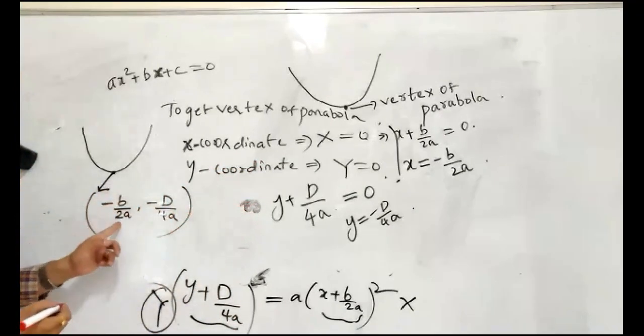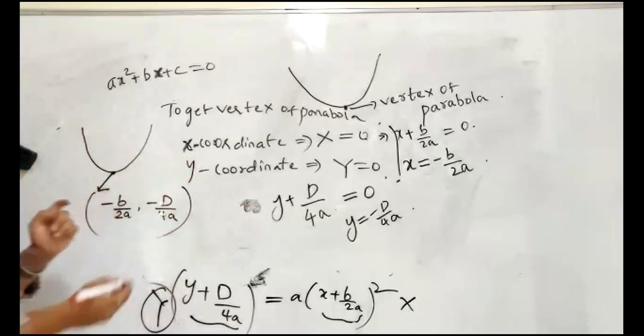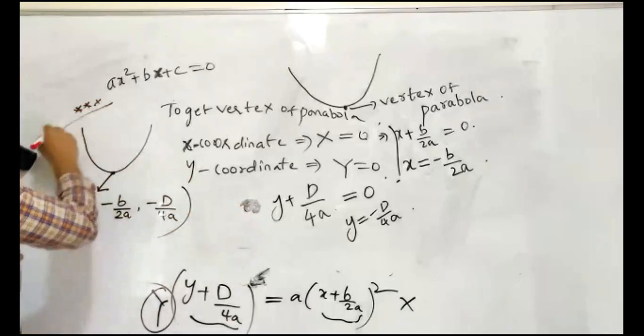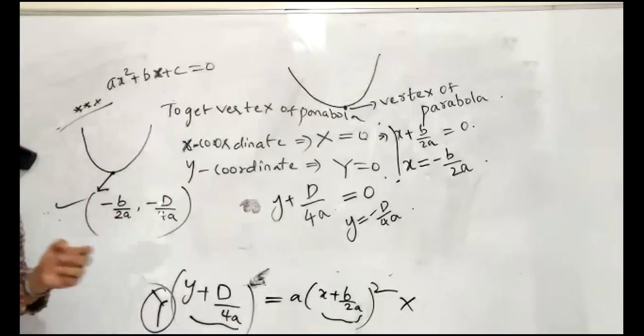The vertex will be minus b by 2a, comma minus d by 4a. This is very, very important. This thing you have to remember.